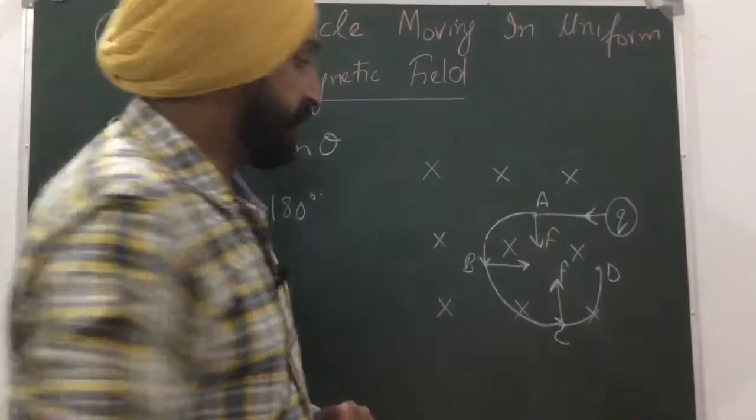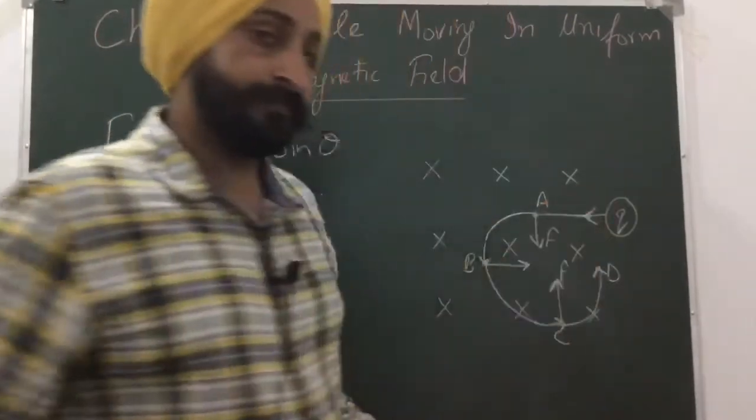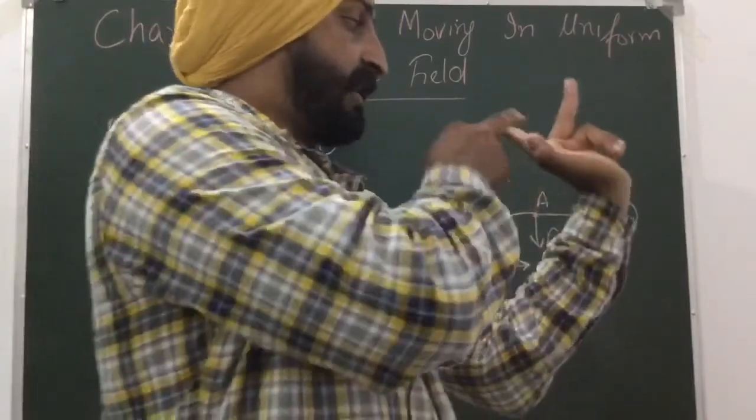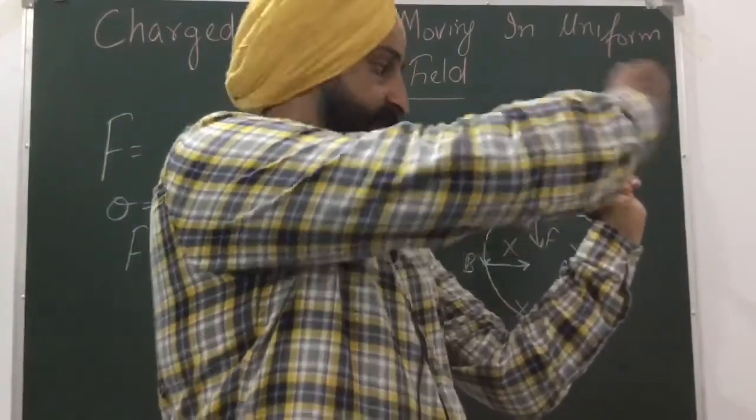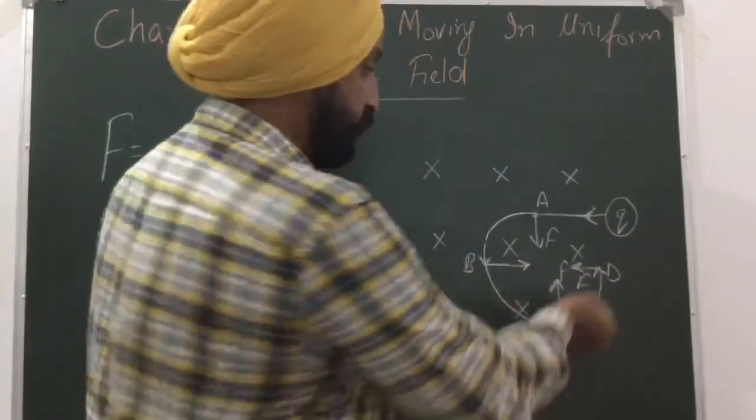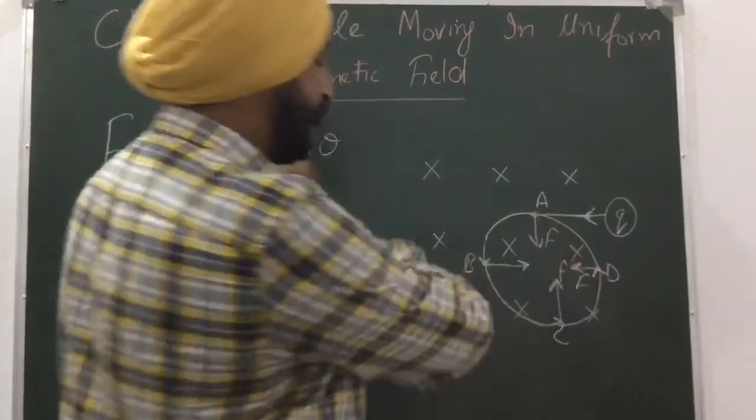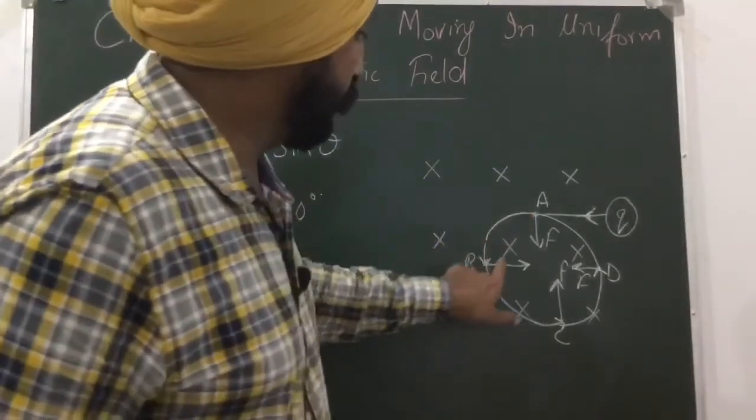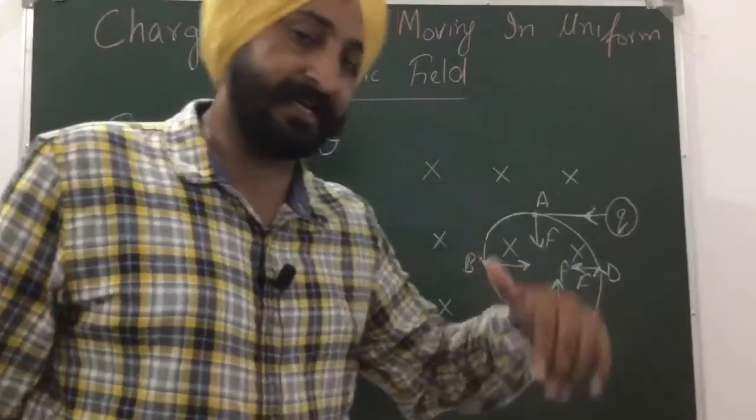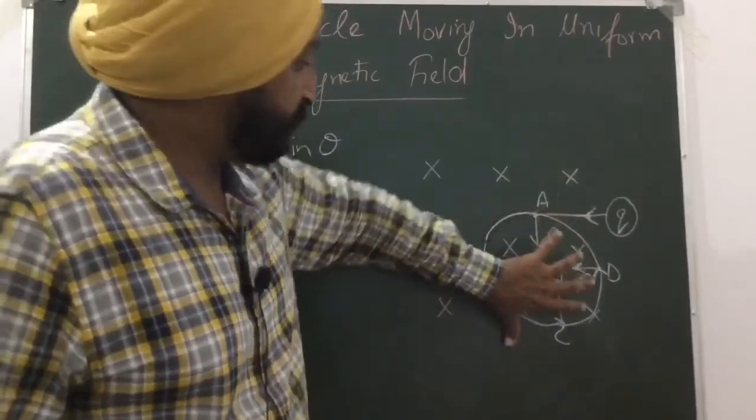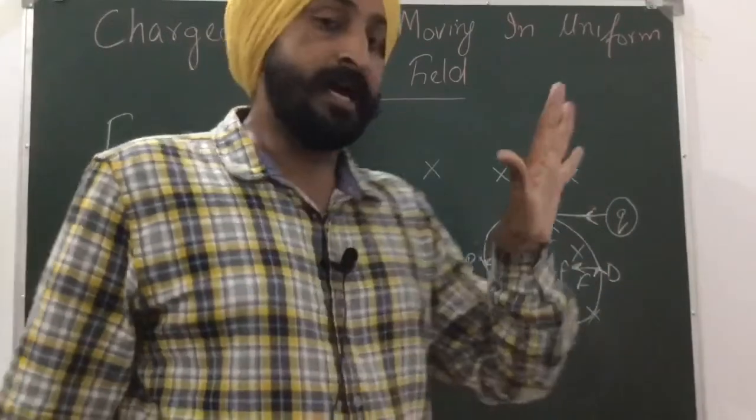Now at point D, the direction of velocity is in the upward direction. Again applying the left hand rule, velocity is in the upward direction, the magnetic field is inward, so the force will act in this direction. So I will write it as F over here. Now due to this inward force, this charged particle will again reach point A. So in this way, due to the application of force at each and every point towards the center, see, the force is acting towards the center of this path. So that is why this charged particle is following a circular path.